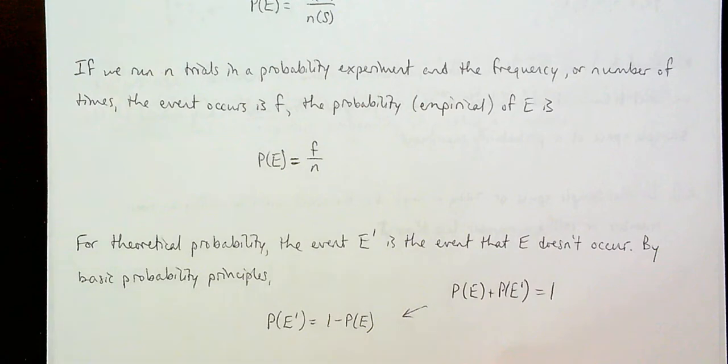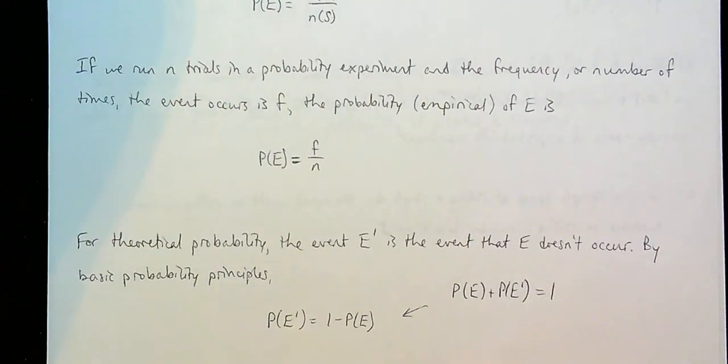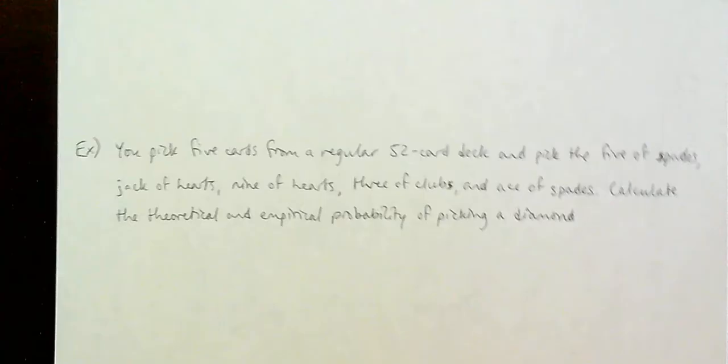But now we're actually going to see some examples where we calculate the theoretical and the empirical probability of an event happening, and we're going to see how these things are not necessarily the same.